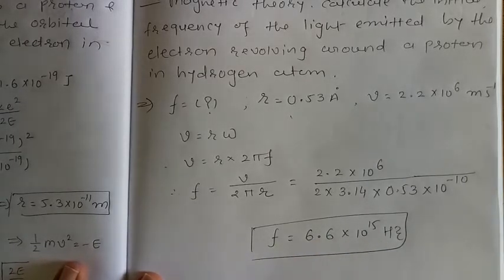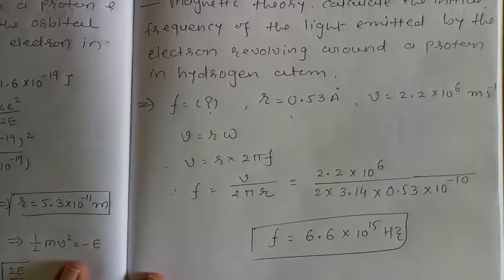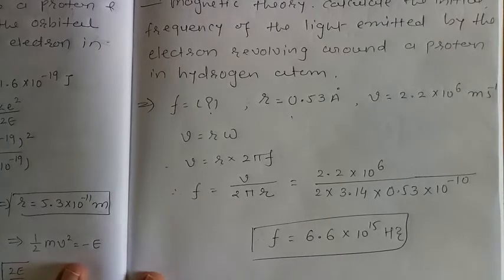Suppose you have to find out the angular frequency, then you know that angular frequency omega is equal to 2 pi f. So by using the formula omega is equal to 2 pi f, you can easily find out the angular frequency, right?